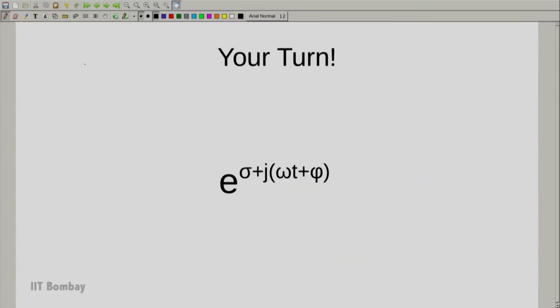We can take it further, and I'd like the students of this course to tell me what this plot would look like. So I have e raised to the power of sigma plus j times omega t plus phi, and I want you to tell me what this plot would look like, what the real part would look like, what the imaginary plot would look like. Plot some graphs, show it in the forums, and I have some more questions for you.